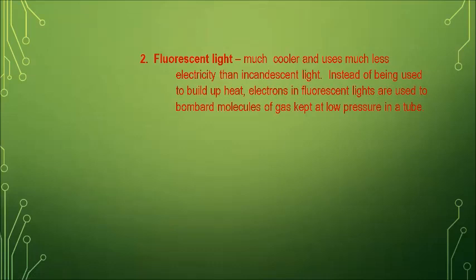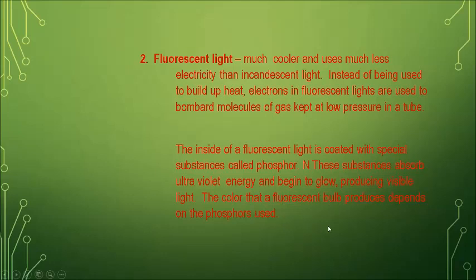Then what about fluorescent light? These lights use much less electricity as compared to incandescent light. But instead of being used to build up heat, electrons in fluorescent lights are used to bombard molecules of gas that are kept at low pressure in a tube. The inside of a fluorescent light is coated with special substances which we call phosphors. When they absorb UV energy, they begin to glow, and we see it as visible light. Sometimes fluorescent lights have different colors. Those colors are because of the variation in the phosphors that are used.